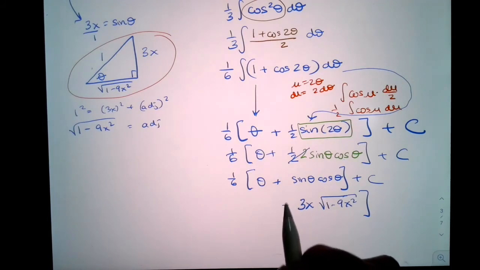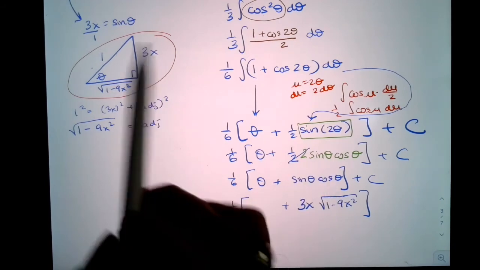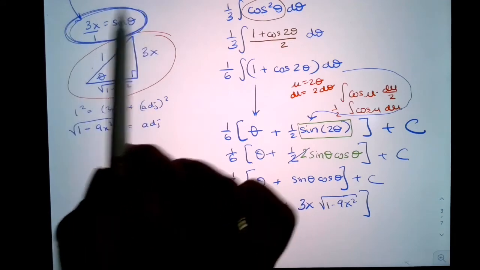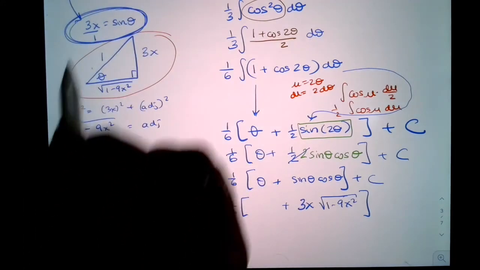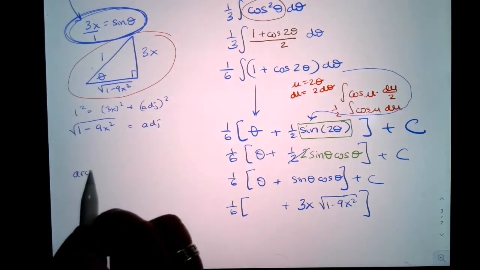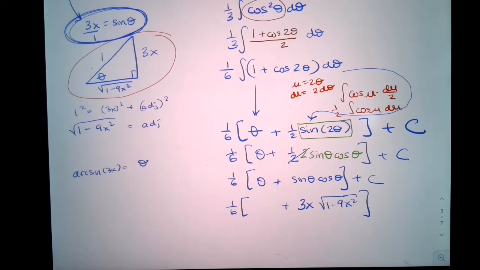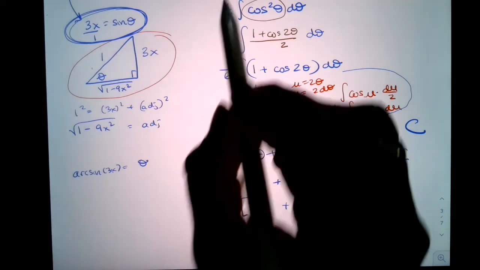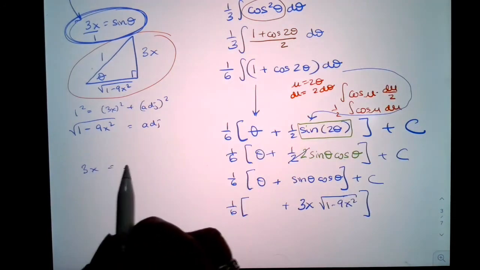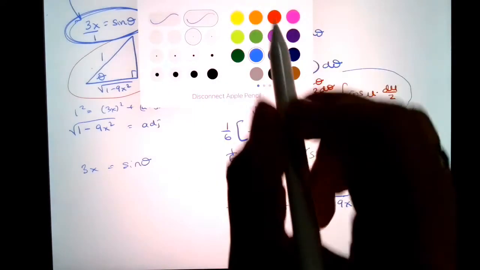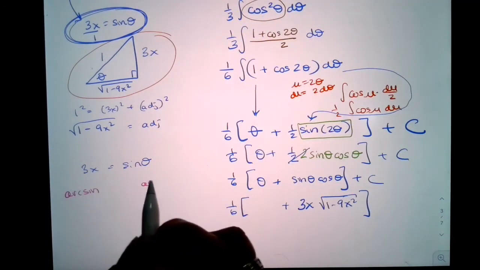And then let's take a look at what else I got going on. How do I get this theta in here? Well, let's go back up here. Pay attention there. If 3x equals sine theta, then arc sine of 3x equals theta. Just algebraically, let's show that a different way. I don't want to lose anybody. If 3x equals sine of theta, just sort of come out here with the inverse operation. Let's do the arc sine on both sides.